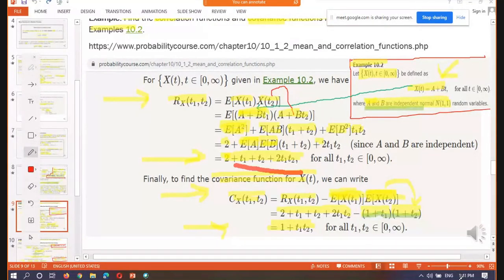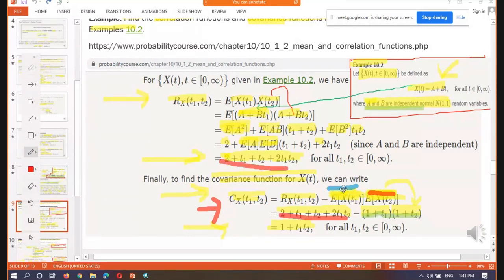Now, once you have calculated this autocorrelation, you have to calculate autocovariance. The autocovariance formula is denoted by C_X(t1, t2), and its formula is R_X(t1, t2) minus expectation of X(t1) into expectation of X(t2). Actually, this is mean mu X(t1) and mu X(t2). So here you substitute the value of R_X(t1, t2) from this calculation, and this is the value.